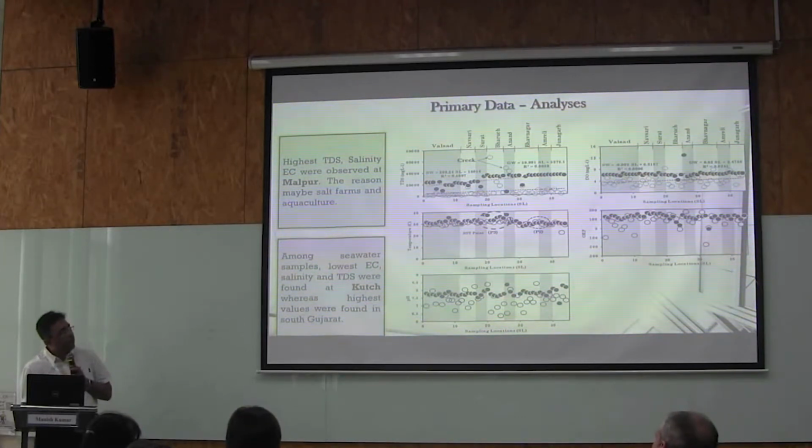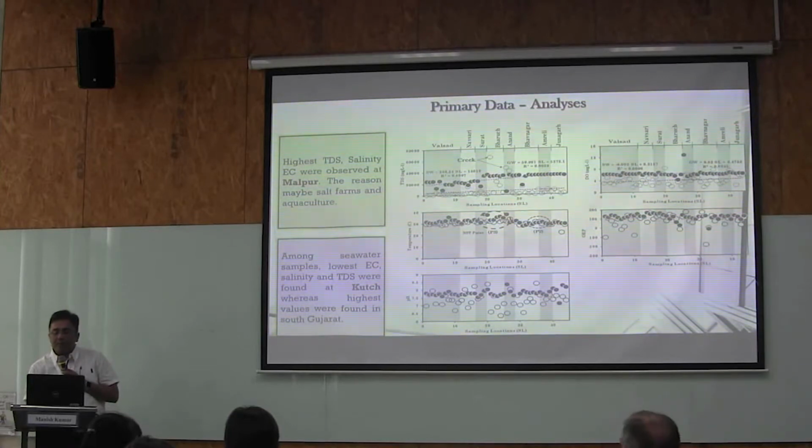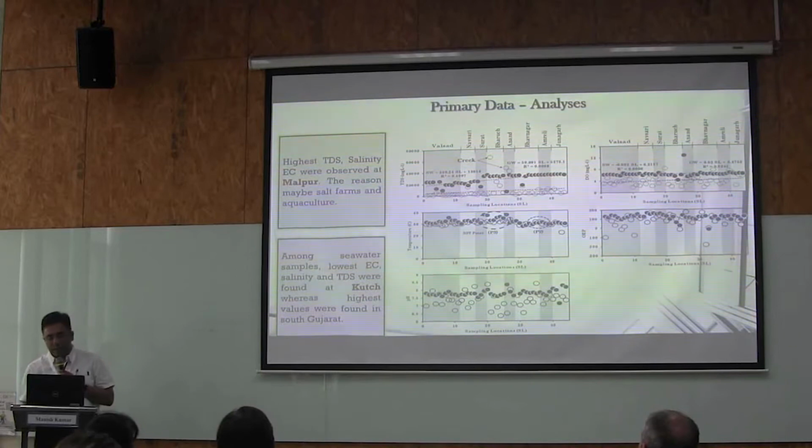There is a clear difference between the TDS, or the salinity, because we know that seawater salinity will be much higher and groundwater will be less. Sometimes where there is a groundwater intrusion, the salinity of the groundwater has increased, and where it is the other way around, the opposite happens.